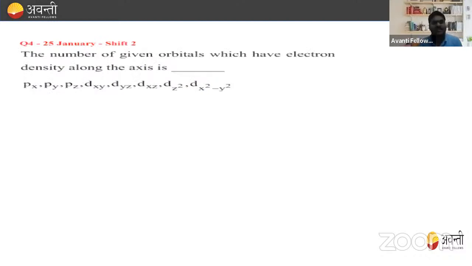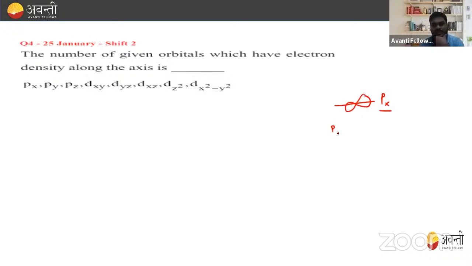Okay. In this question, the question asks the number of given orbitals which have electron density along the axis. Okay. So axial orbitals are being discussed here, that is, which of these orbitals have electron density along the axis. So let's see once which ones can be along the axis. Now, if I'm talking about the px orbital, right? Then the px orbital is along the axis, okay?